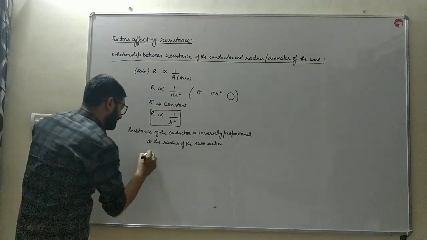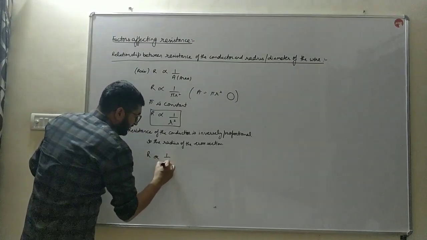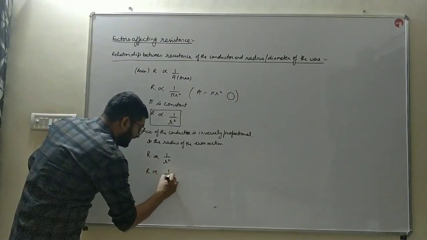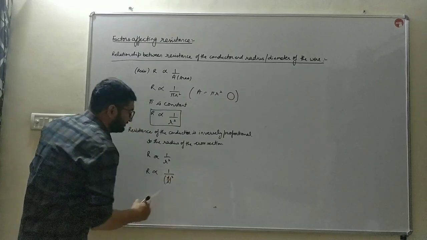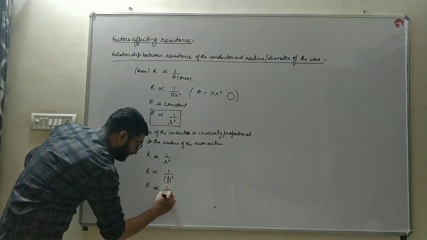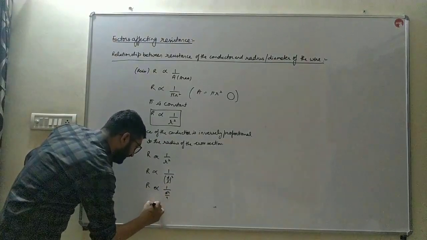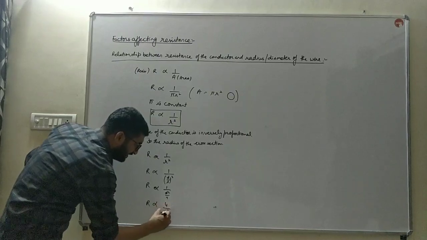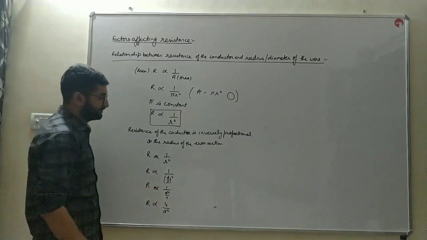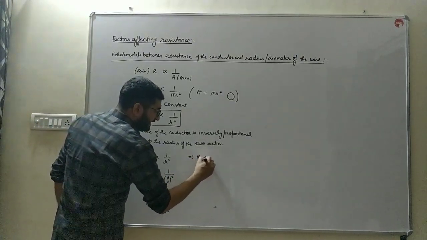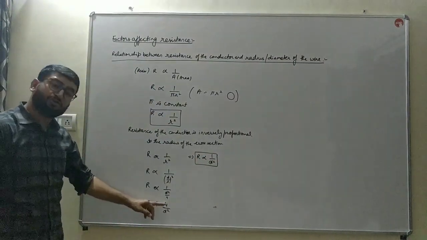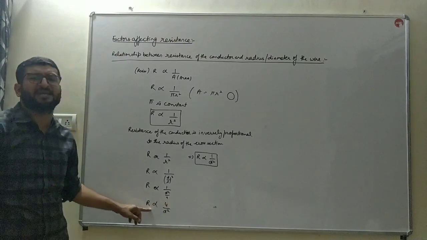Next is diameter. This is proportional to radius square, and we all know radius is diameter's half. When we open the bracket, it will be equal to d square by 4, and when we simplify it, 4 goes on the top, becomes 4 by d square. From here we get resistance is inversely proportional to d square. 4 is constant, and the constant will go into the proportional side.